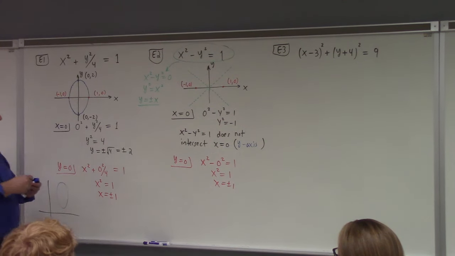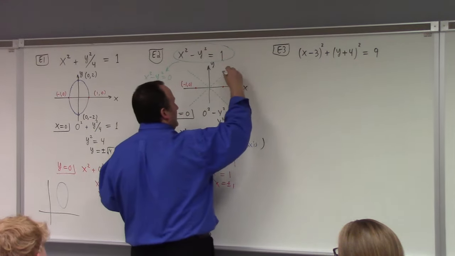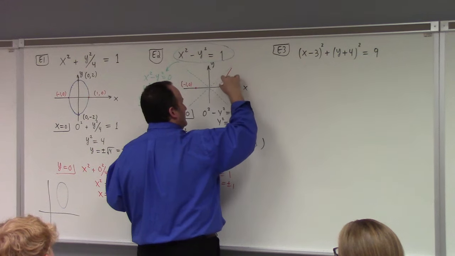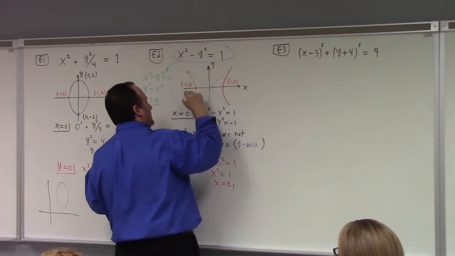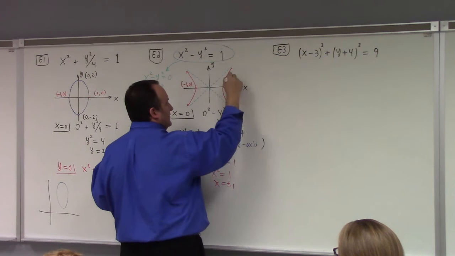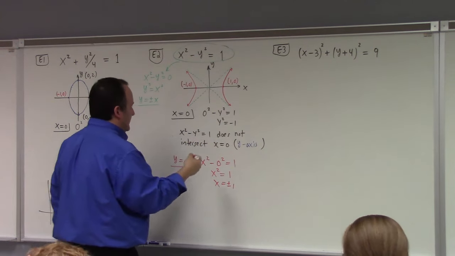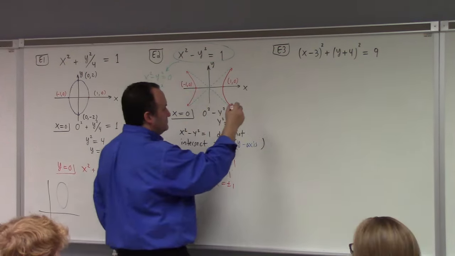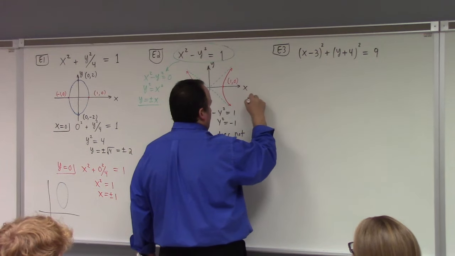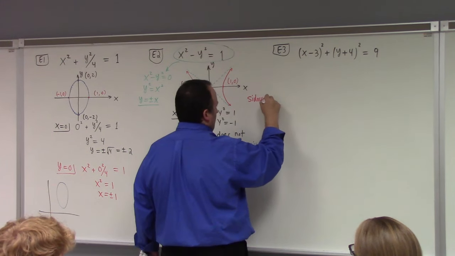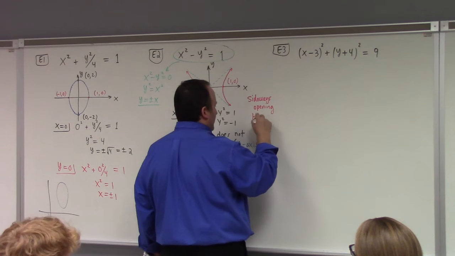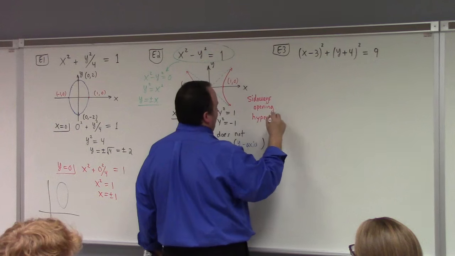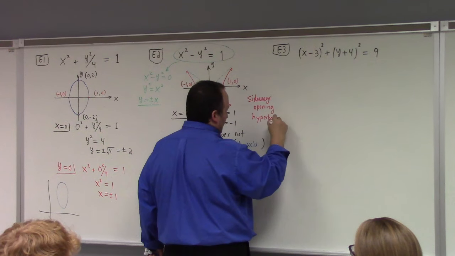And so the graph approaches those, but it doesn't get past them. So it's like this, basically, to the limits of my artistry, something like that. So there you go, and just to give this thing a name, this is a sideways opening hyperbola. Or if you want to sound more intelligent, you can say it's a horizontally opening hyperbola. All right?